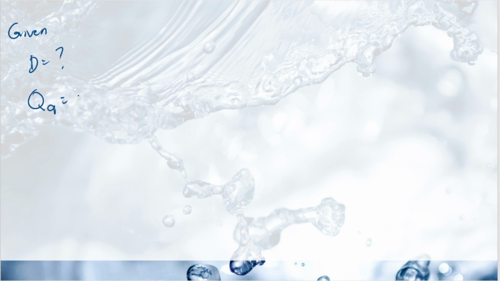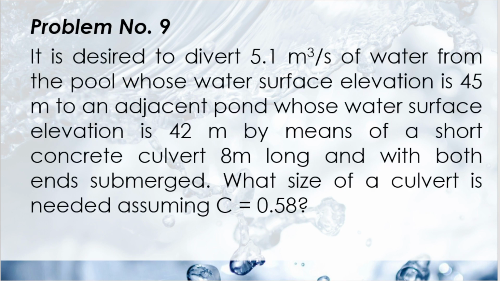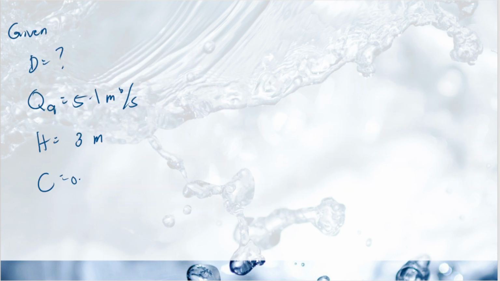5.1 cubic meters per second. We have the H, that is E sub 1 minus E sub 2 from the illustration, which is 3 meters. What else? We have the coefficient of discharge, C, that is 0.58. Okay, so you can actually compute.